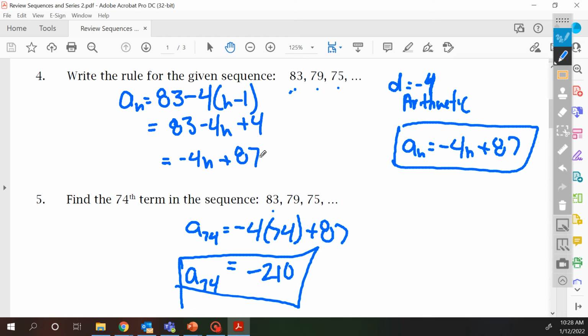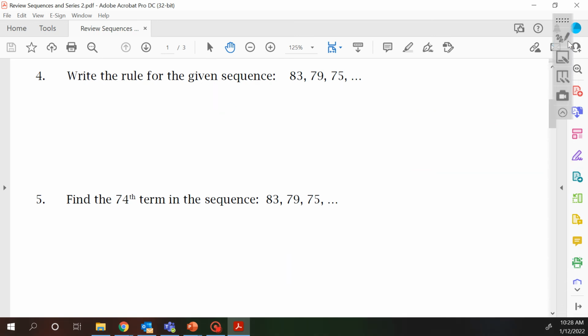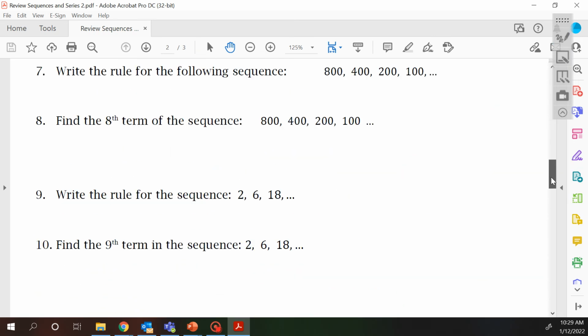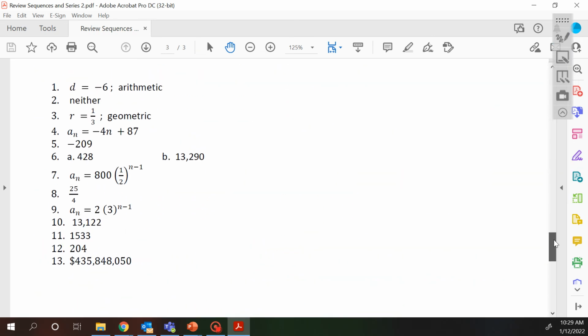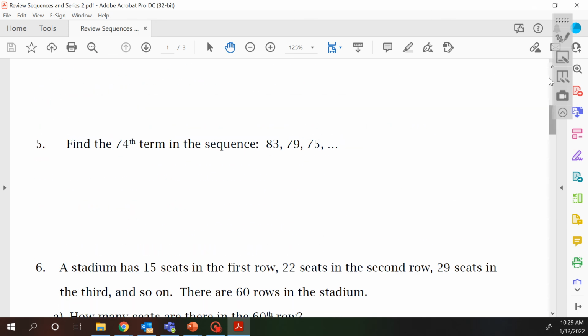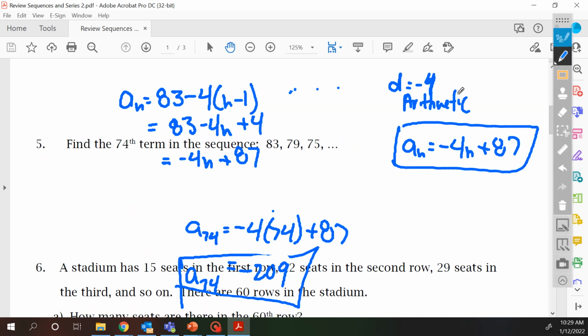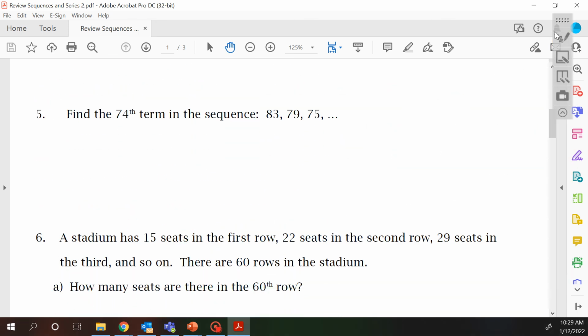Okay, so what am I doing wrong then? I just put it in the calculator wrong. This actually does come out. Okay, so I didn't make a mistake. I just put it in the calculator wrong. This actually does come out to negative 209. Okay, so not really sure how I put it in the calculator wrong. Negative 209. 74th term in the sequence is negative 209.